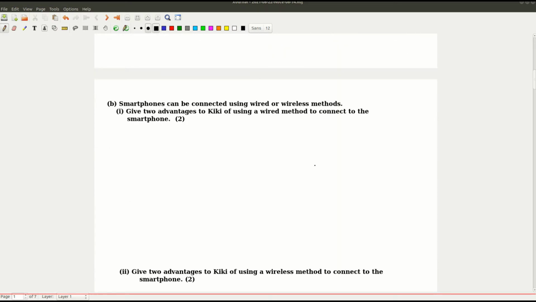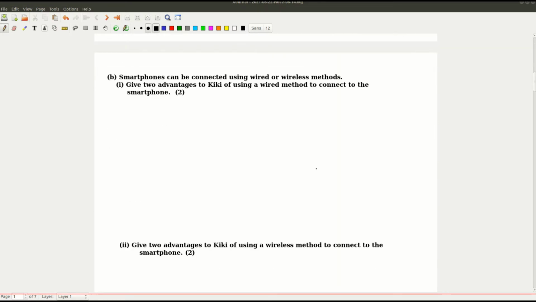So the next question is about how the smartphone can be connected using a wired or wireless method. Give two advantages to Kiki of using a wired method to connect to the smartphone. Okay. So the first advantage here is it is more stable.